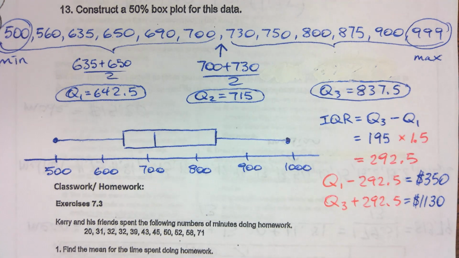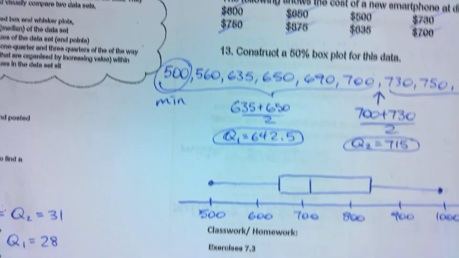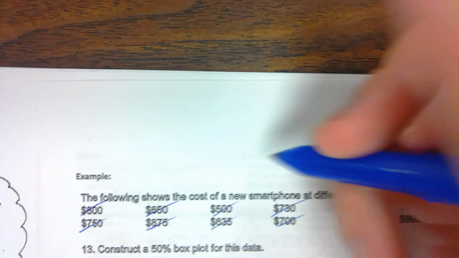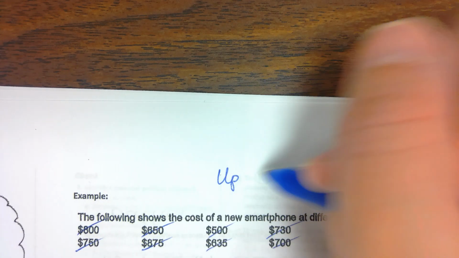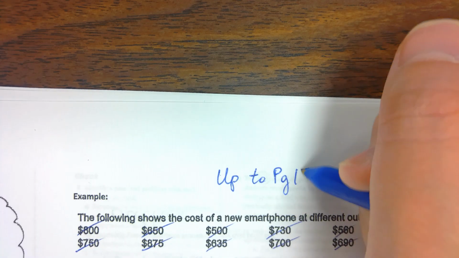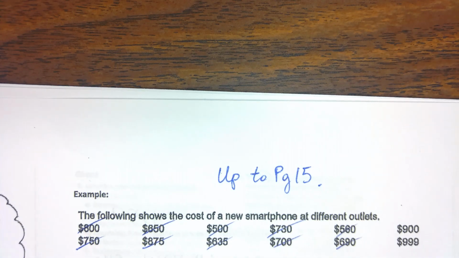Okay, so that's it. You guys can try working on the mean, median, mode, and box plot on pages 12, 13, 14, and 15. So up to page 15. Not a lot. A lot of this is just adding and subtracting. So it's not a lot. Up to page 15. Right? Thank you.